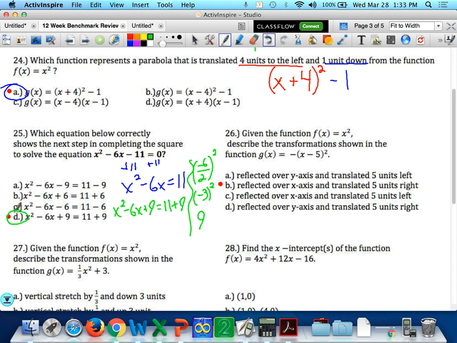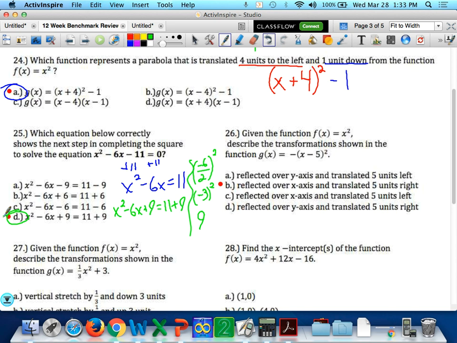And that is what it's asking for, option D. X squared minus 6x plus 9 equals 11 plus 9. It's just the steps to completing the square. Given the function below, describe the transformation from x squared to negative (x minus 5) quantity squared.